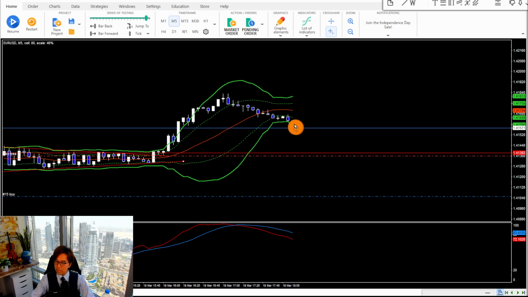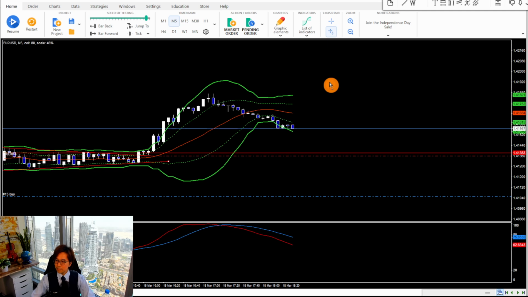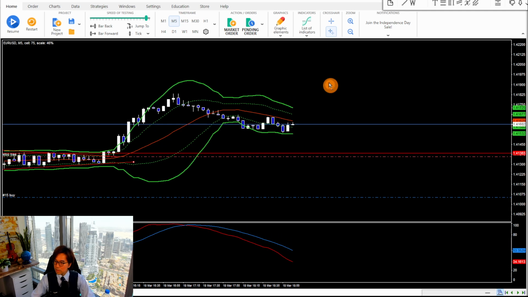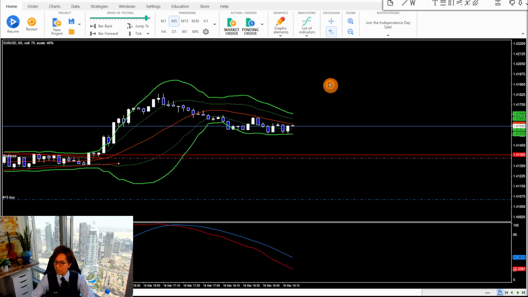Okay, looks like it hit the stop loss. So I fixed 54 pips, 50-some pips of profit. But still I have the second one. So let's see. Okay, looks like it's gradually going down.